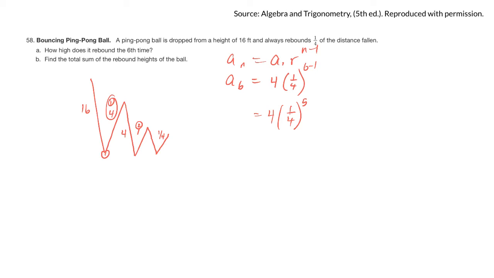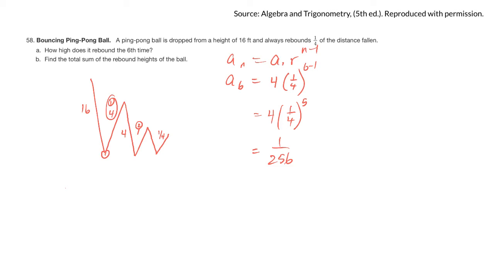So 4 times, in brackets, a quarter to the 5th. Go. 1 over 256. So it's going to come up 1/256th of a foot. In other words, not much at all.